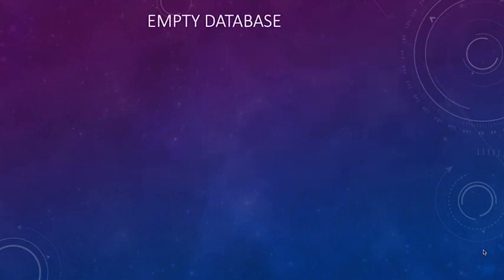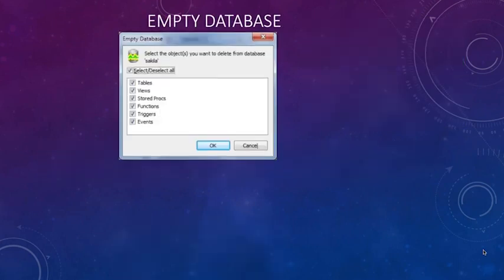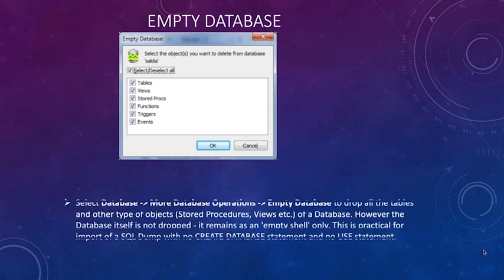Now, how to empty a database. All you need to do is go to database, go to more database operations, and click on empty database in the top menu bar to drop all the tables and other types of objects, again stored procedures, views, etc. of a database. However, the database itself is not dropped, it remains an empty shell only. This is practical for import of a SQL dump with no create database statement and no use statement.